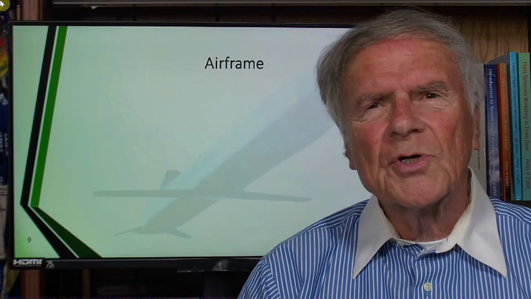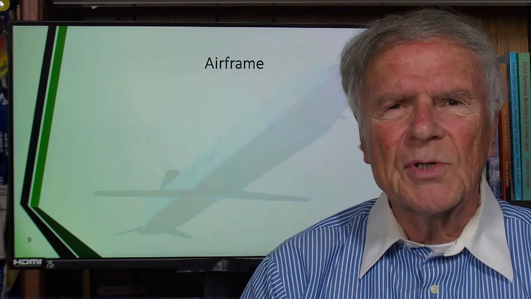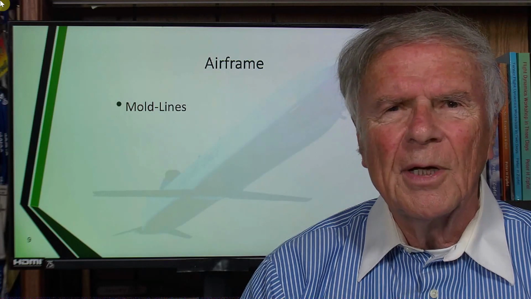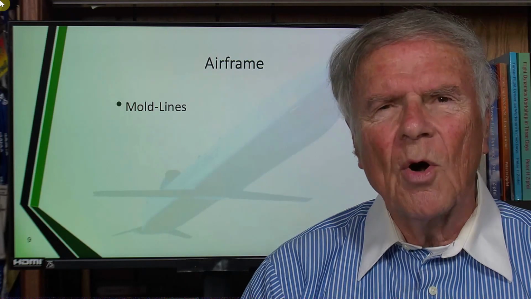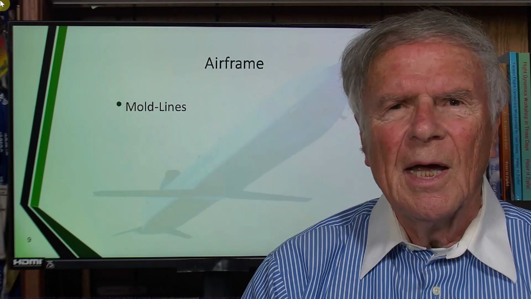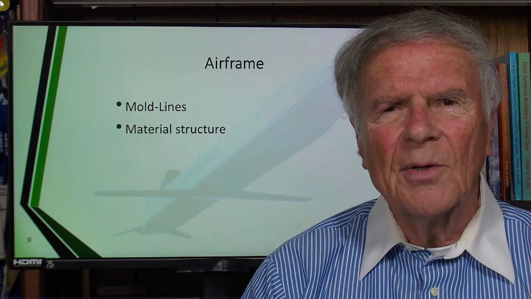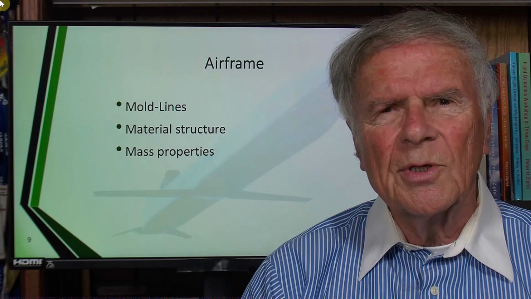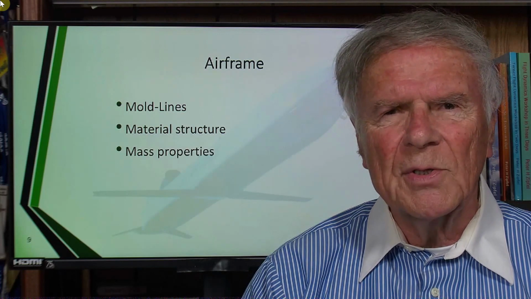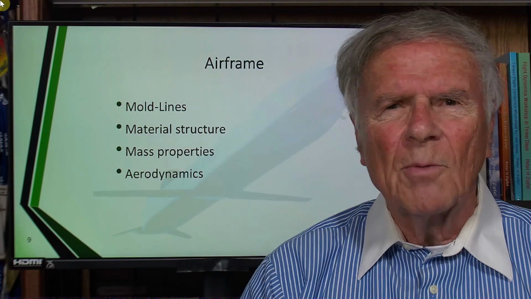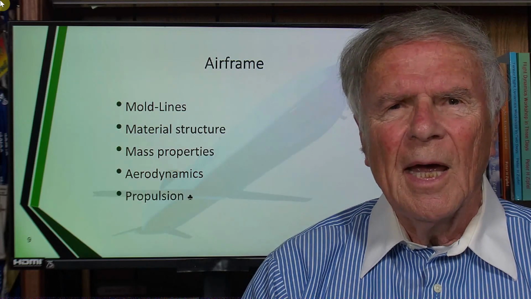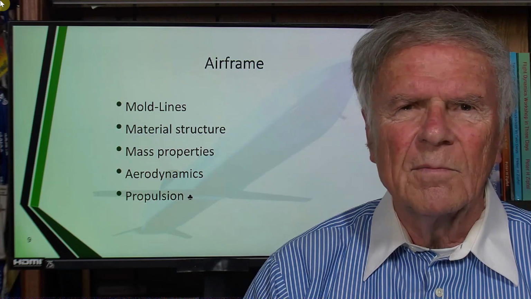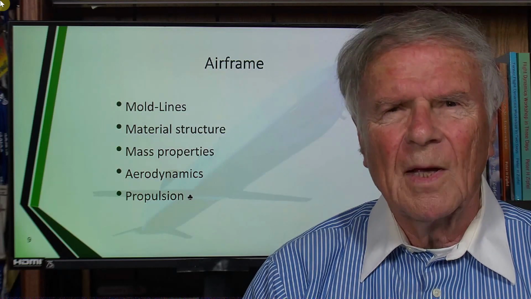The first step the students take is designing the airframe. They determine the outer dimensions, which are called the mold lines, and then decide on the kind of material they're going to be using, which leads to the determination of the mass properties. The aerodynamics are obtained from DATCOM, and they select a turbojet and the data they get from the suppliers.